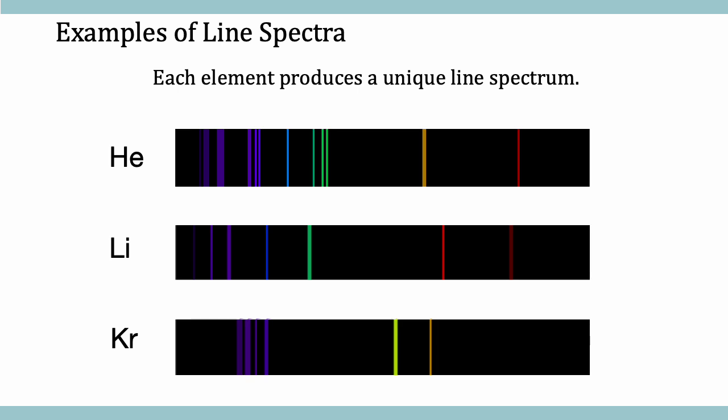These are some of the examples of line spectra. For example, helium looks like this, lithium, krypton look like this. These line spectra are unique to every element. Every element has its own unique light spectra. Just like humans have unique fingerprints, these elements have unique line spectra that they usually emit.